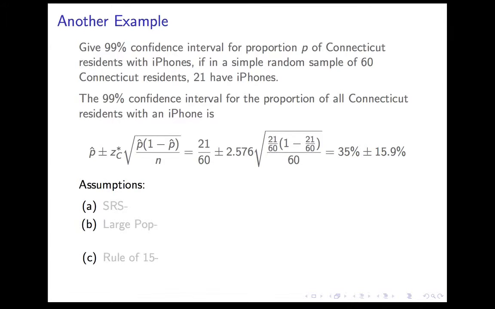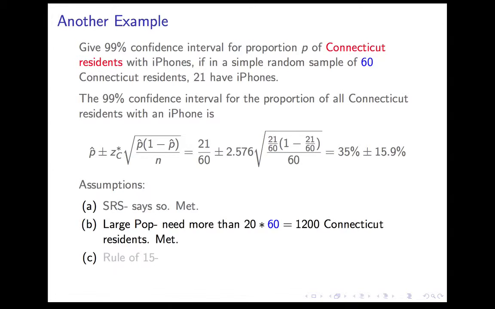Okay, let's check the assumptions. You check them, and then when you've done so, compare to what I did. Simple random sample. Yes, it says so. Large population. What would we need? We'd need there to be more than 20 times 60, which is 1,200 Connecticut residents. Are there more than 1,200 Connecticut residents? Of course. There are more in the town of Fairfield.